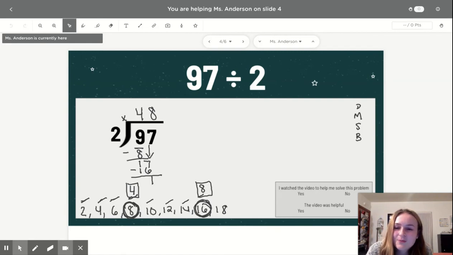And we already determined earlier that I can't divide 1 by 2. So that means that we have a remainder. So my remainder is 1. My answer is 48, remainder 1.